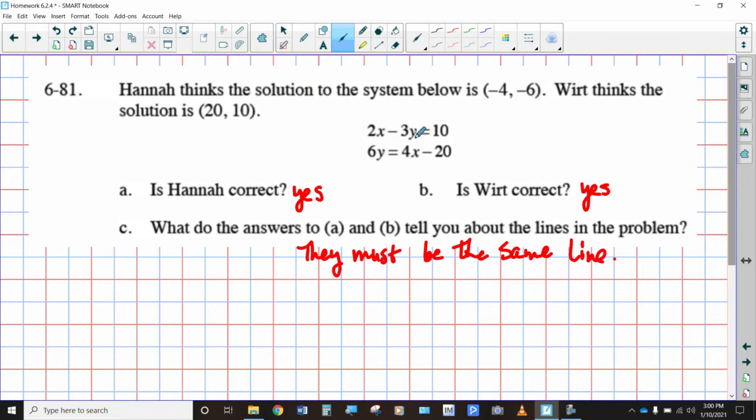But that doesn't really explain why both of them work. Why would you have two solutions to the system? Remembering that the solution to the system is supposed to be where the two lines intersect each other. But if you've got two lines which are actually one line because they're both the same line, then every single point on that line is going to be a solution to both of them. So clearly, both of these points are on that line.